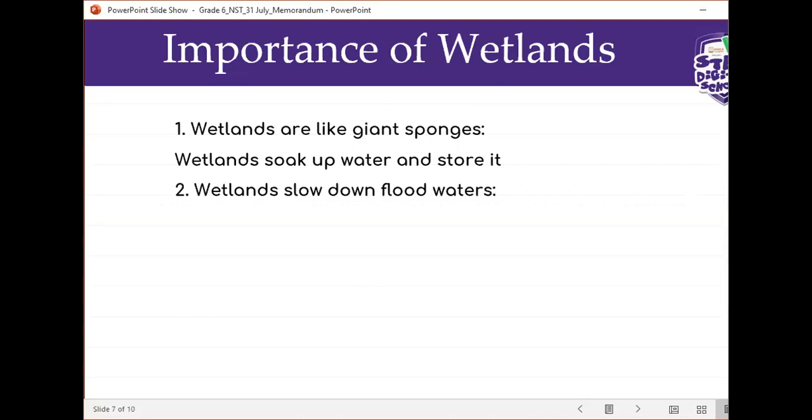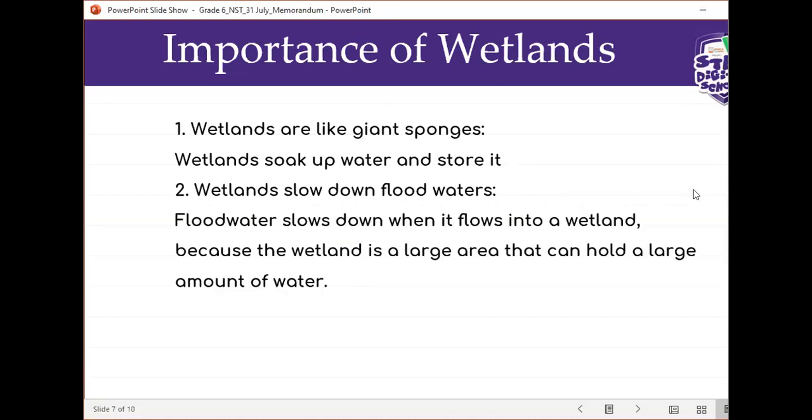And then second reason, wetlands slow down flood waters. I can't remember who wrote it in the group, but yes, that is true. And how do they do that? Flood water slows down when it flows into a wetland, because the wetland is a large area that can hold a large amount of water. All right. Yes, Sibu, thank you very much for that.